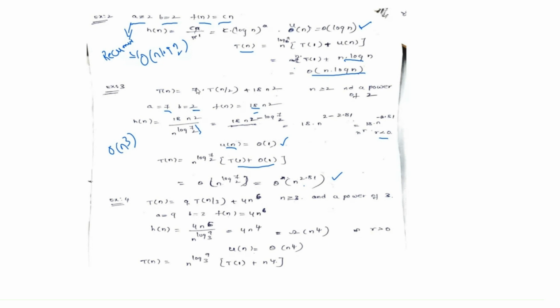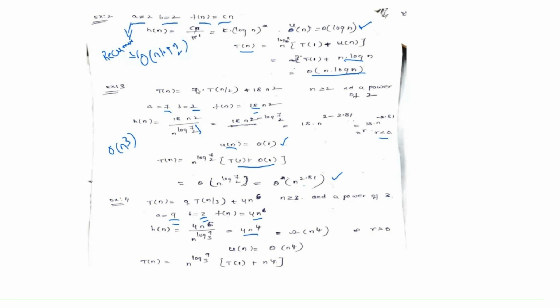And next, coming to example 4, and here a is equal to 9. The number of subproblems are 9. The input size is being reduced by 3, and f of n is equal to 4n power 6. So calculate h of n, 4n power 6 by n power log a to the base b, and 9 I can write as 3 square. So log 3 square to the base 3 is 2, and here this becomes n square, n power 6 by n square, it becomes 4n power 4.